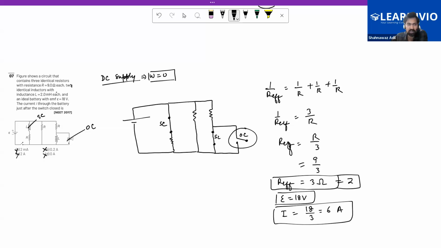Please quickly note down this thing, and then we will talk about transformers. So quickly note down this thing, guys.